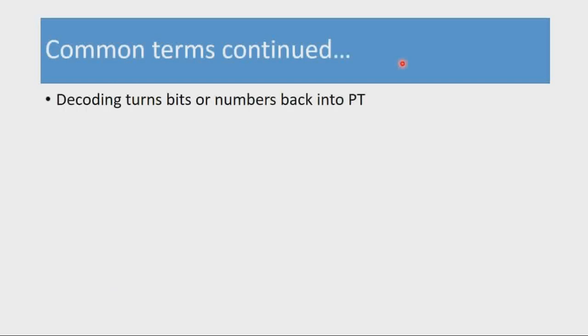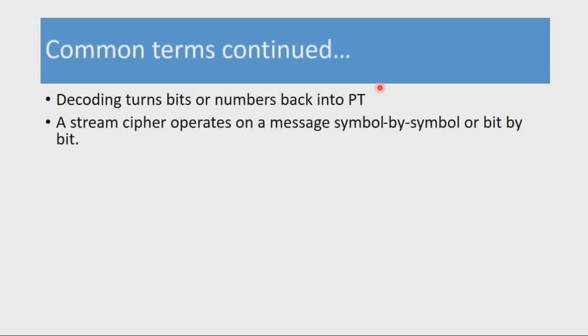Another common term is decoding. So decoding simply means turning bits or numbers back into plain text. So it's simply the opposite of encoding. And the next thing we're looking at is a stream cipher. Now, a stream cipher operates on a message symbol by symbol or bit by bit.